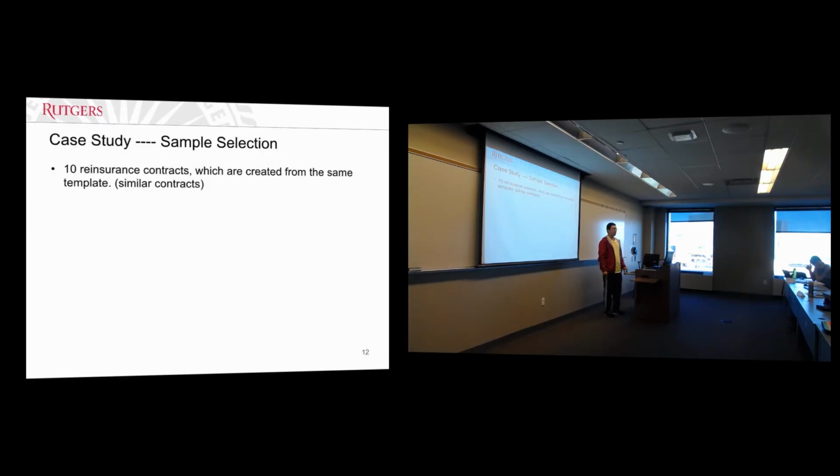So, case study. In the second part of this paper, it follows a case study to demonstrate the feasibility of the proposed system. The samples used in this study are 10 similar contracts. So what are similar contracts? Similar contracts are contracts that are generated from a web template. Similar contracts are widely used in insurance, house renting, etc. A lot of fields, right?